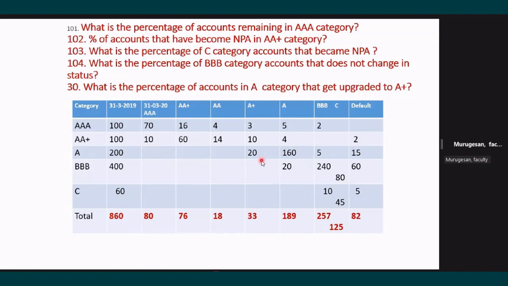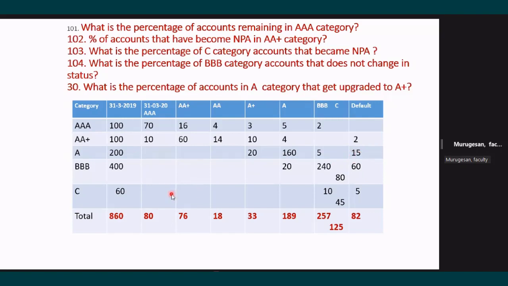20 accounts have been upgraded. All right, great. 20 accounts have been upgraded as A plus. The 5 accounts have become BB, lower. Oh my God. 15 accounts have become NPA. Out of 200 accounts, 15 accounts have become NPA in the next year.